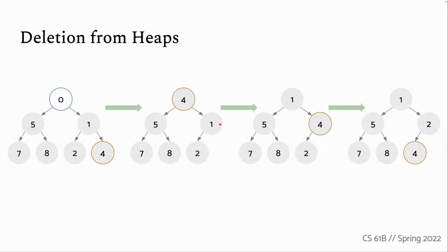So this 4 is bigger than 1, so we're going to swap the two. We have a 1 up here and a 4 down here now. And then again, we're going to swap this 4 and 2. And we're going to end up with a heap that satisfies both our completeness rule and our min heap rule.